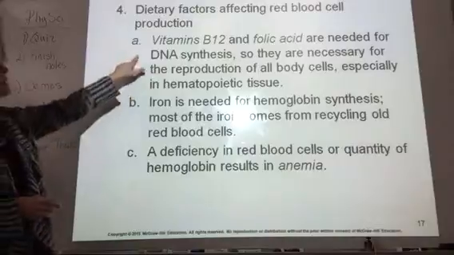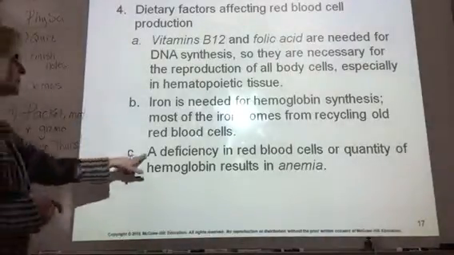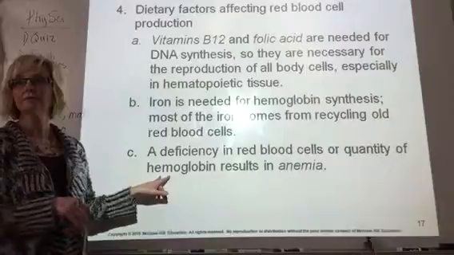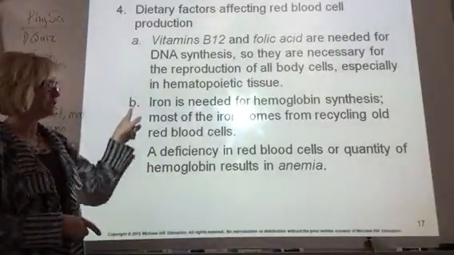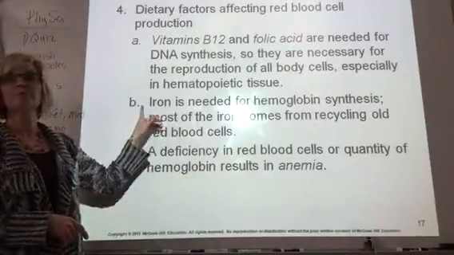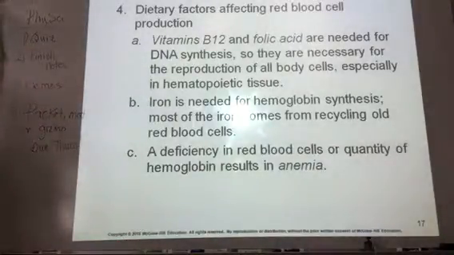Vitamins B12 and folic acid are important because they are needed to create DNA for all of your body cells, especially in your red bone marrow, where red blood cells are going to be produced. And then a deficiency in red blood cells or quantity of hemoglobin is called anemia, or anemic, if you've heard somebody being anemic. Often these two things will coincide. If someone is anemic, they're probably also going to have low iron, and vice versa. They affect each other very easily.